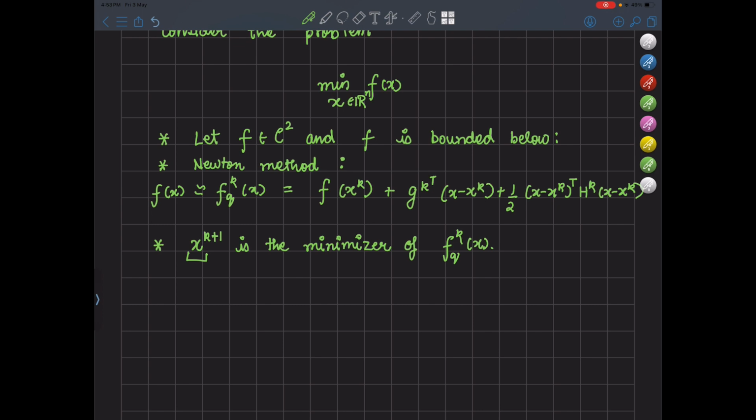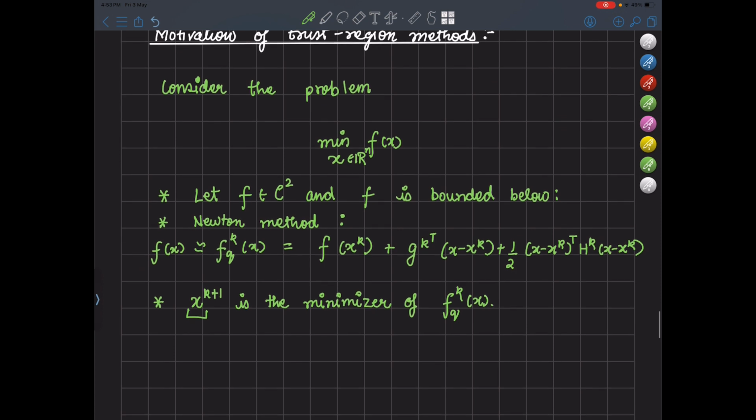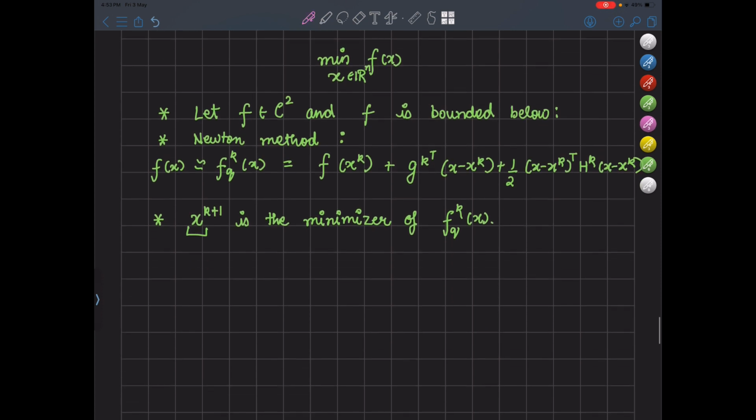The motivation of trust region methods came when someone asked the question, what is the region of trust? What is the region in which the approximation is reliable?